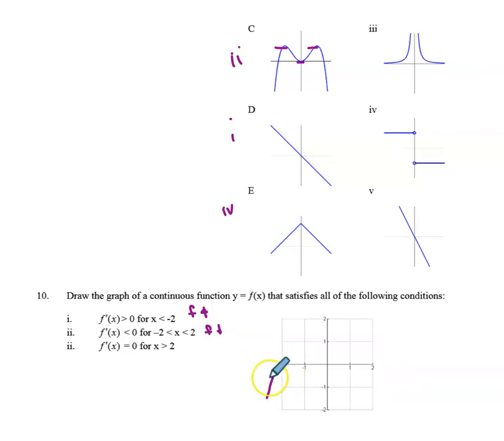And then between -2 and 2, we want a decreasing function. And then starting at 2, we want a constant function. And actually, the placement, the y-value placement, or the extremes of this really don't matter. You just need to make sure you go increasing, then decreasing, and then constant.